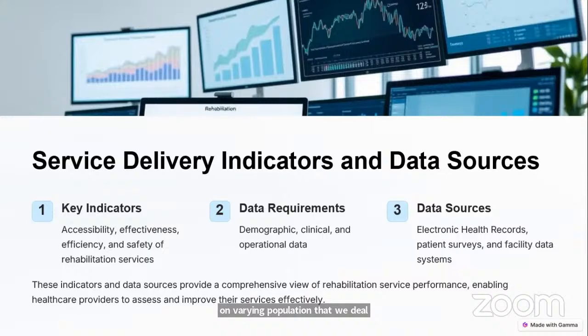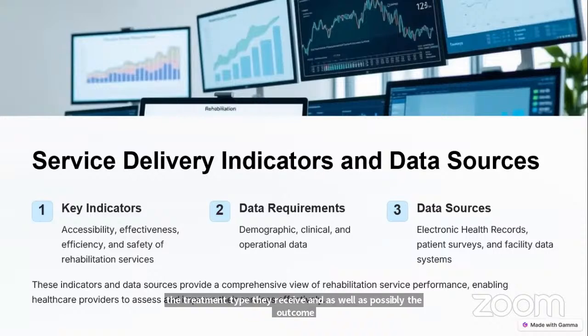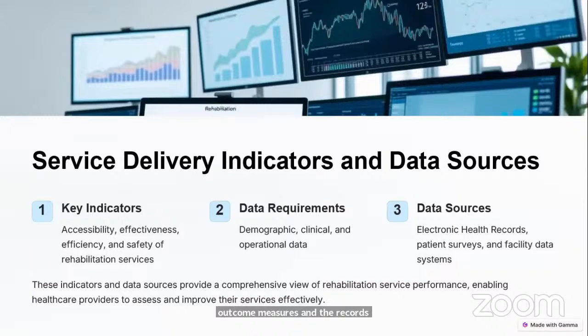Now, the clinical data includes our diagnosis, how we are able to arrive at the diagnosis, and what diagnoses appear frequently and more regularly, right? And the details of the sessions that our clients have, the treatment type they receive, as well as possibly the outcome measures and the records. All these things, if we can be monitoring and evaluating them, will help us in efficiently delivering our services. Now, all these are data that we need to look at.